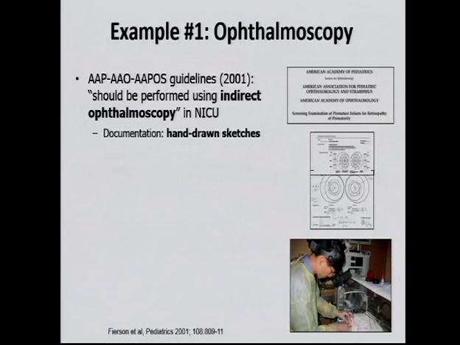Eye exams, ophthalmoscopy. When I started practice in 2001, there was a practice guideline for ROP published by the American Academy of Pediatrics and the American Academy of Ophthalmology. It said these eye exams should be done using indirect ophthalmoscopy in the neonatal intensive care unit. That's a headlamp and a lens, and you're examining a baby. That's the standard of care. All these babies are hospitalized, and you look at the retina and draw a picture of what you saw. Hand-drawn sketches, and that's pretty much still the state of the art.